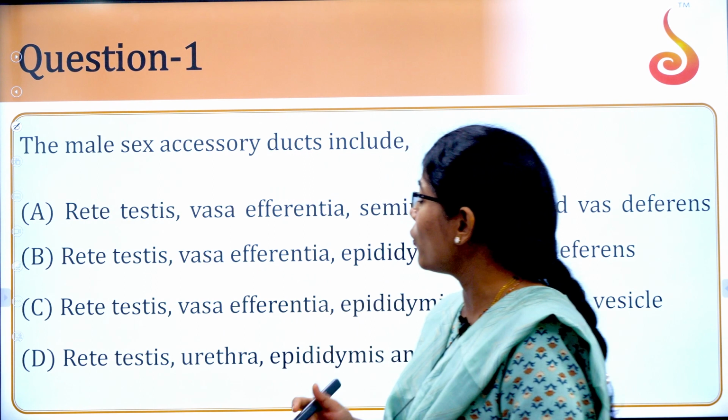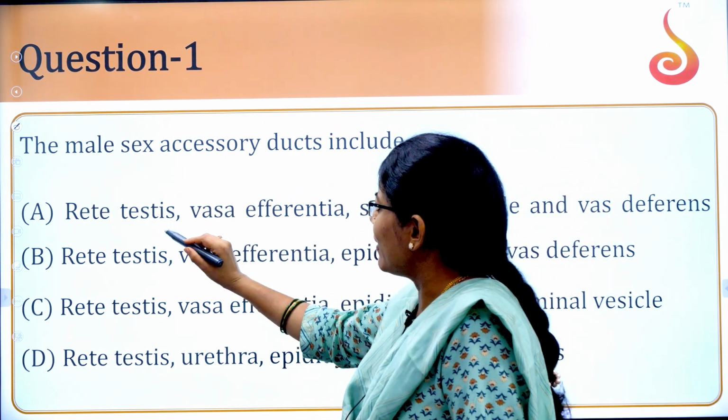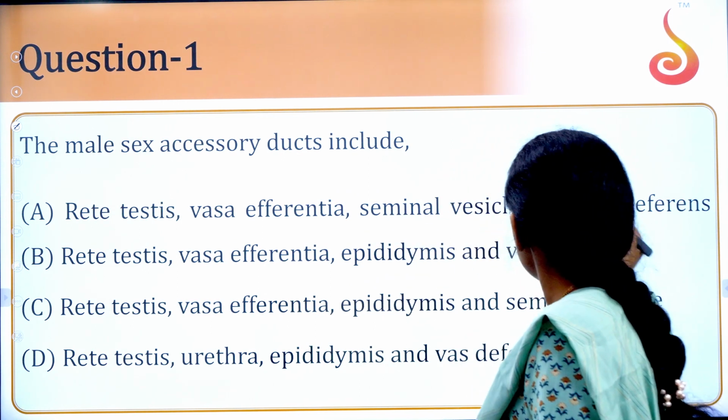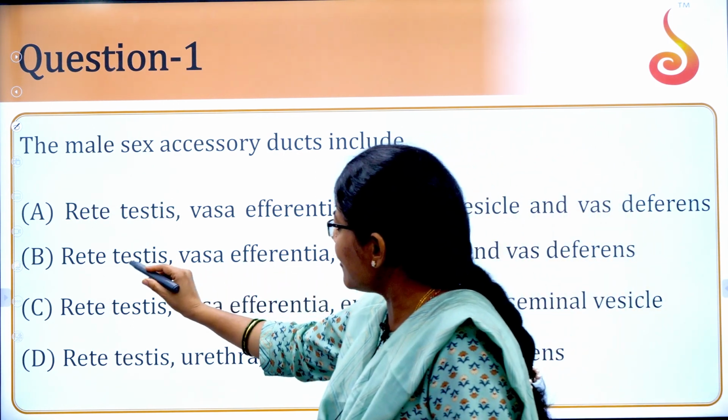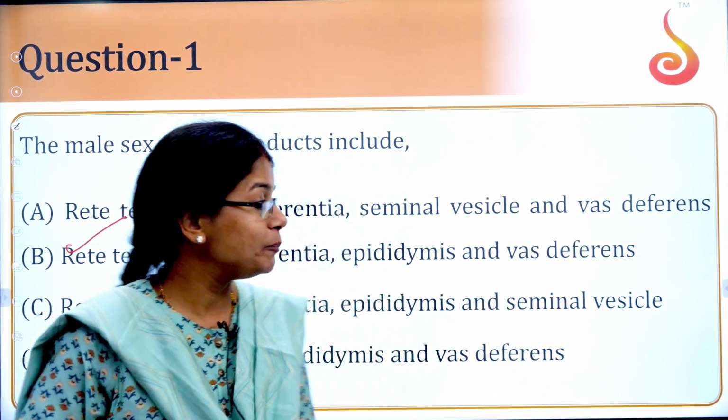Question 1, so easy a question. The male sex accessory ducts include rete testis, vasa efferentia, seminal vesicle, vas deferens. Answer B is the correct option here.